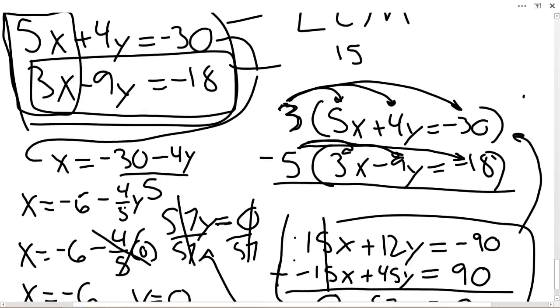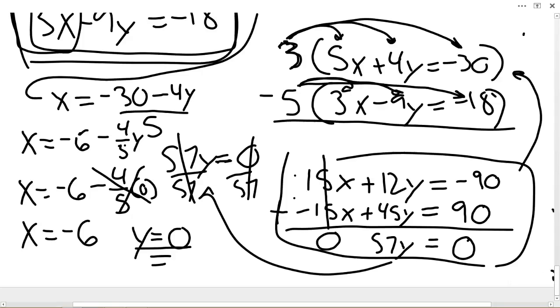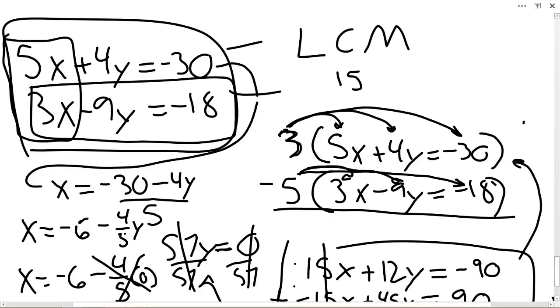Okay, we got 3, and then the x we said is negative 6, and then minus 9y, right? Because this y right here, 9. We said y was 0, and sure enough, I get negative 18, and that's what the equation is telling us. It should be negative 18. And that's our answer, you guys.